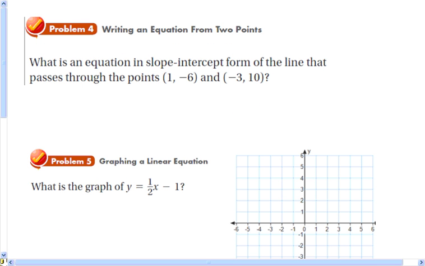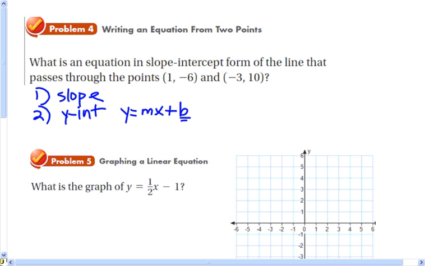So problem 4 here gives you a little practice. Go ahead and do that. See if you can figure it out. Remember, first find the slope. Use the slope formula. Number 2, find the y-intercept by substituting known values into this equation, y equals mx plus b. Find b. And then the third thing you're going to do is write the equation. Go ahead and try that. Pause now, and you can check back, see if you got the right answer.